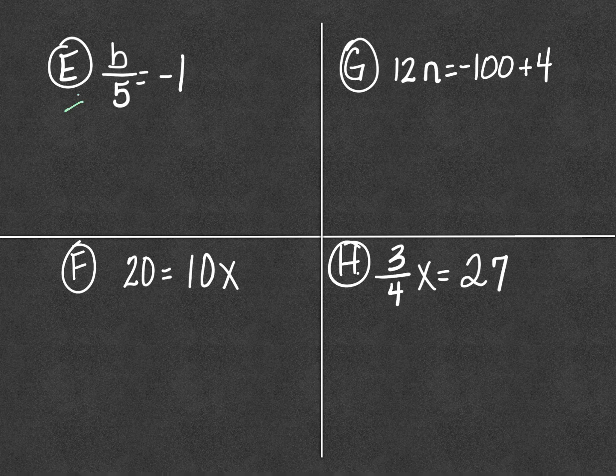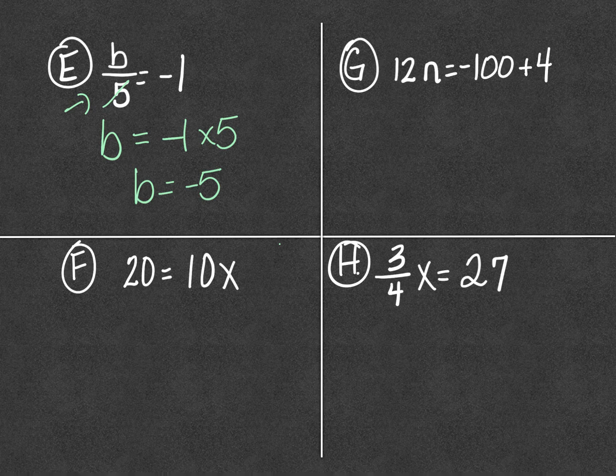So here we have a division. What's the opposite of division? Multiplication. So when I multiply by 5 on both sides, of course, it's going to cancel out the 5 here. And you're going to have b equals negative 1 times a positive 5. So b is going to equal negative 5.